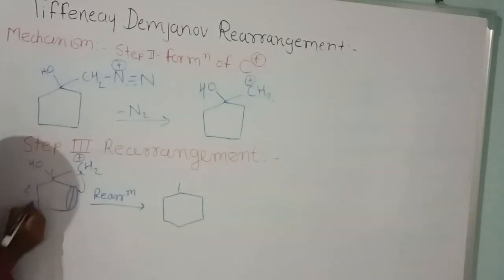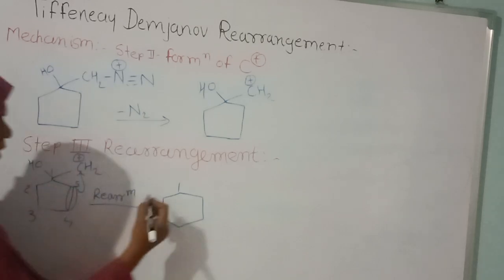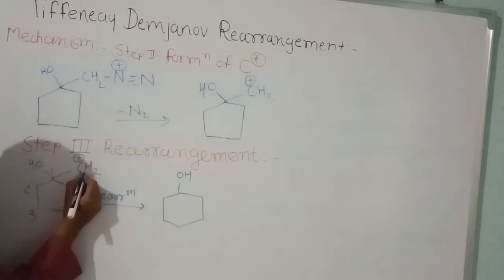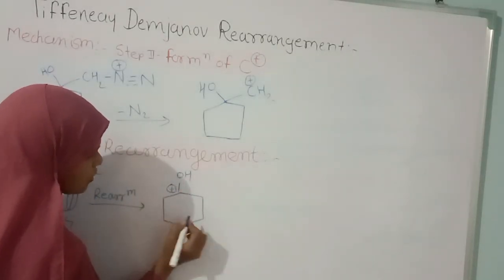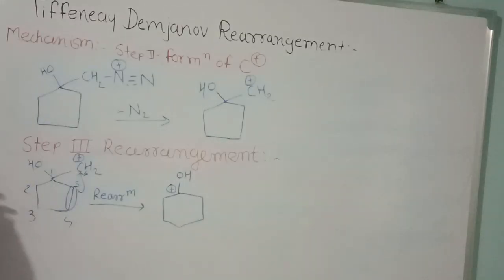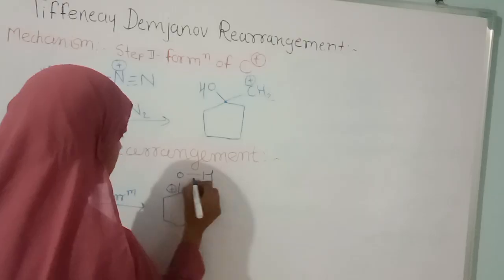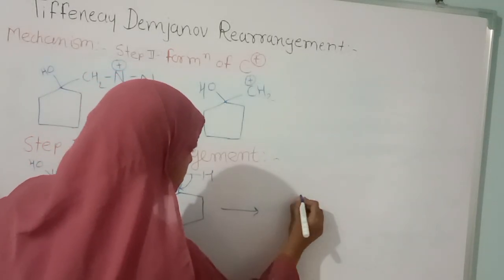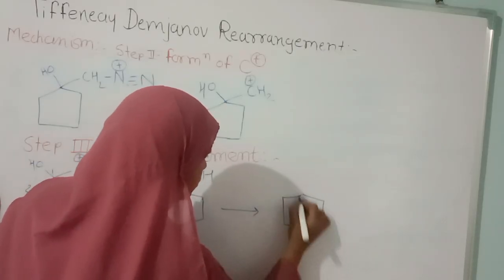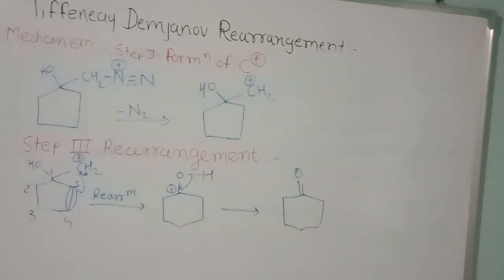Here 1, 2, 3, 4 and 5. The bond between 1 and 5 will break. Here a new bond is formed between 5 and this CH2, making a 6-membered ring. Here the positive charge is due to the bond breaking. After that, this is neutralized by bond breaking between the oxygen and hydrogen. Finally, we get cyclic ketone. Here, ring expansion reaction takes place.